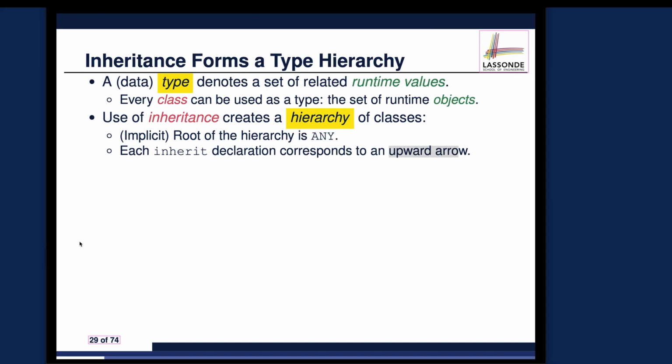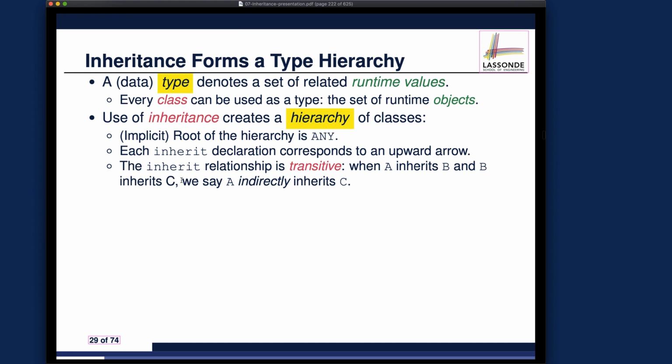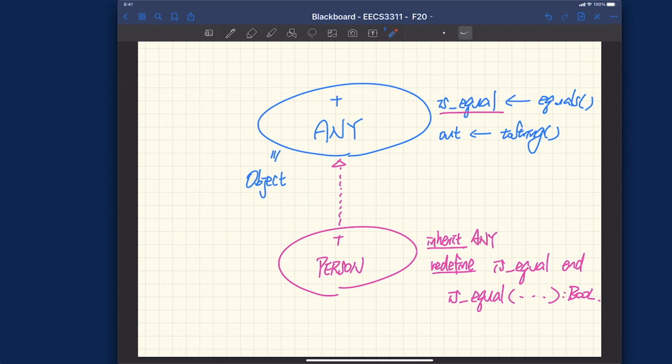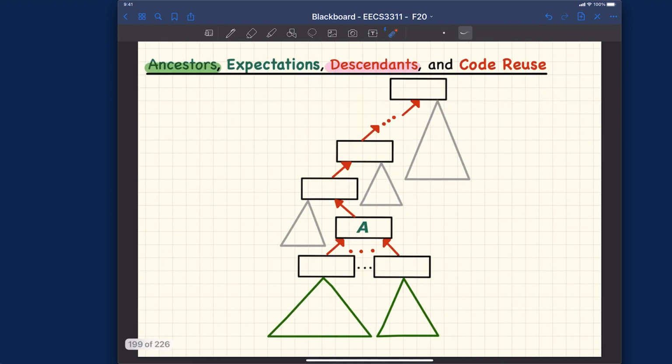And then the inherits relationship is transitive. So when A inherits B and B inherits C, we say that A indirectly inherits C. That one is very easy to illustrate. For example, let's talk about a general inheritance hierarchy tree over here. Let's say A is somewhere in the tree. Now let's illustrate the first point. If we say A inherits from B, you can see the direction of the arrow, and also B inherits from C. We can say that because there's a path going from A to C, implicitly A inherits from C. That's something I want to mention quickly.